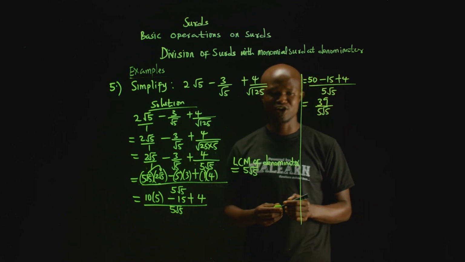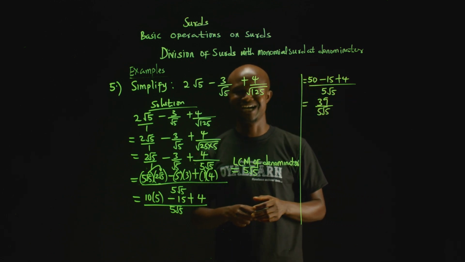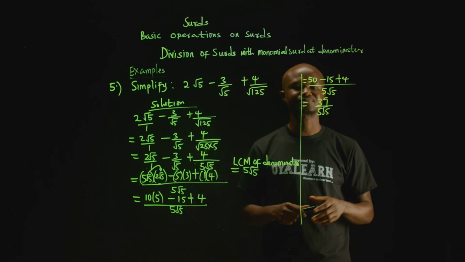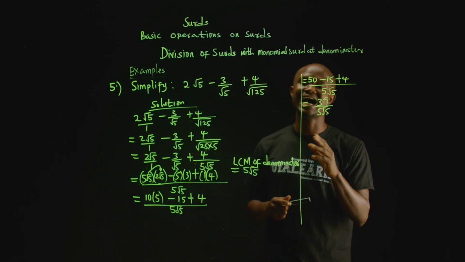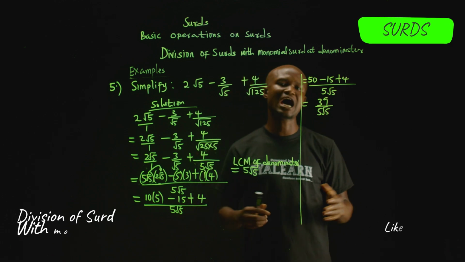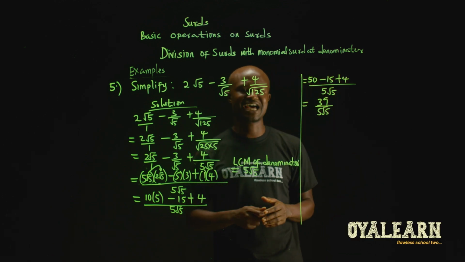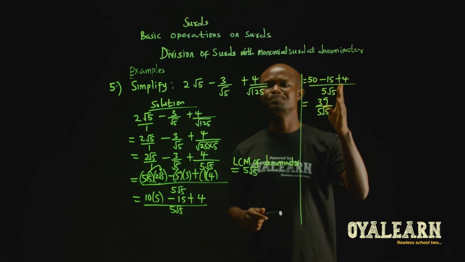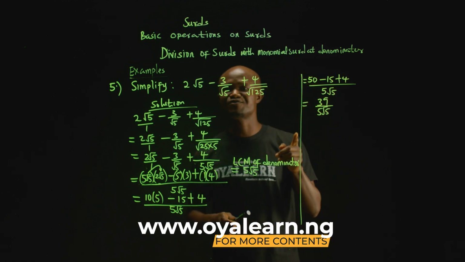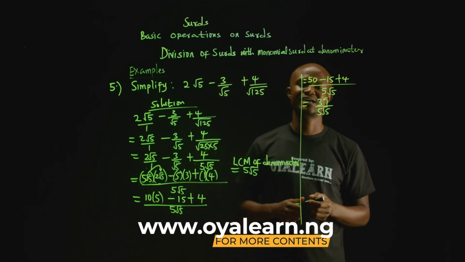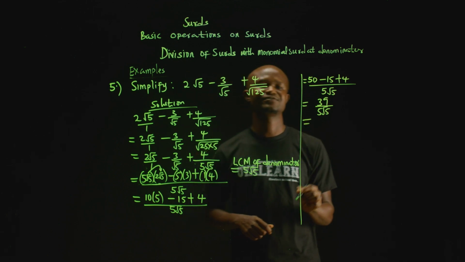Why? Because the denominator of this fraction is an irrational number. So we need to ensure that we have a rational number at the denominator. How can we achieve this? We can achieve this by rationalizing. That is, multiplying numerator and denominator by root 5. Now let's multiply numerator and denominator by root 5.